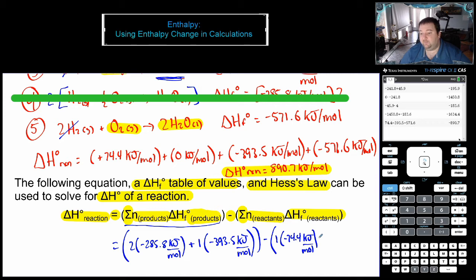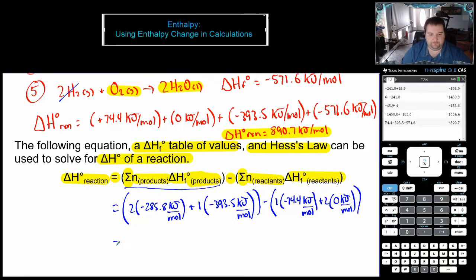And then I have 2 O2s, and O2s have a standard heat of formation of 0 kilojoules per mole. Okay, now you just solve. Let's take out our calculator.